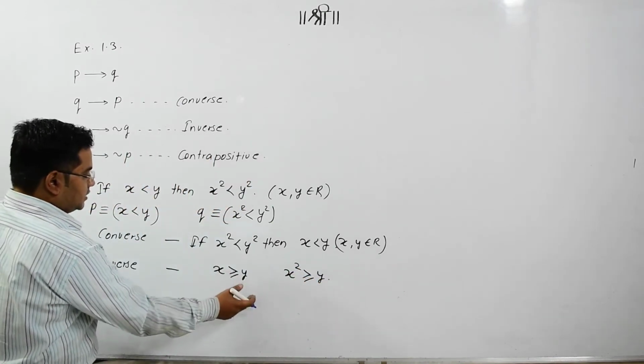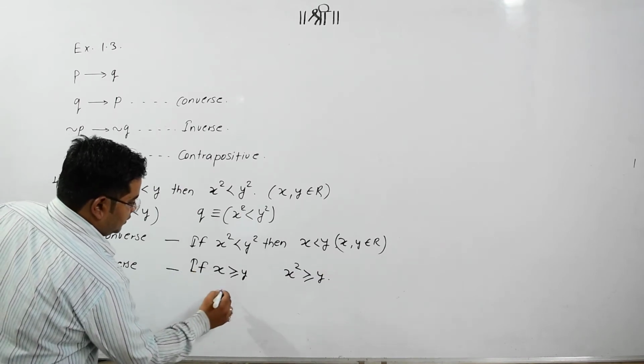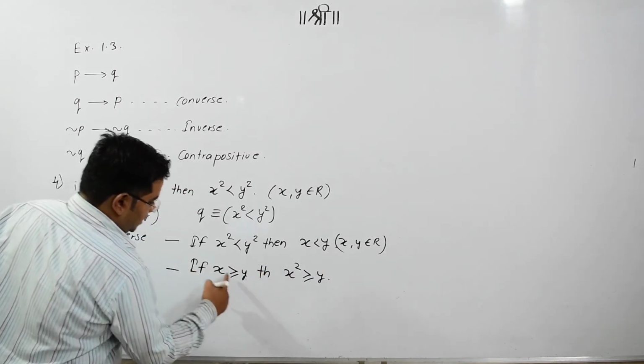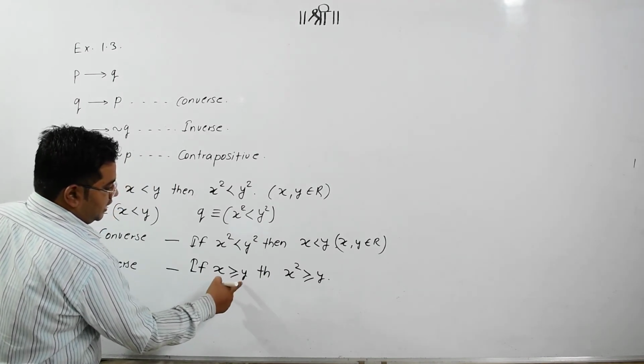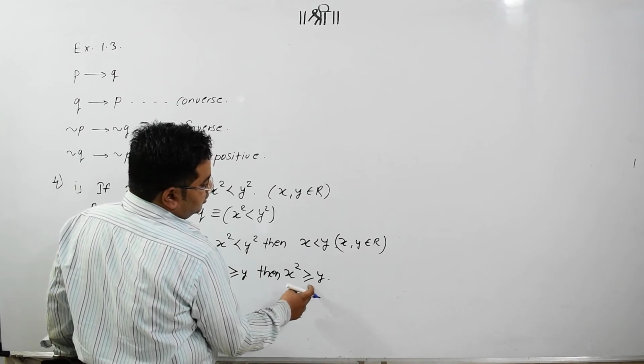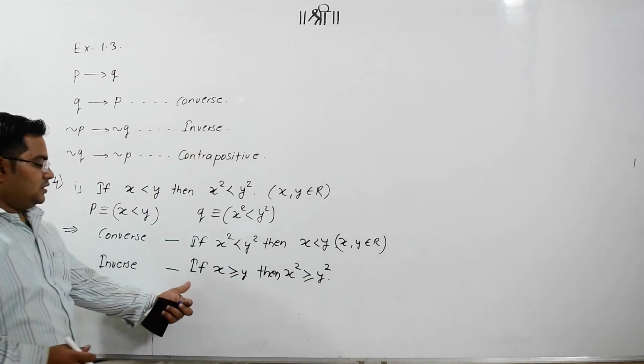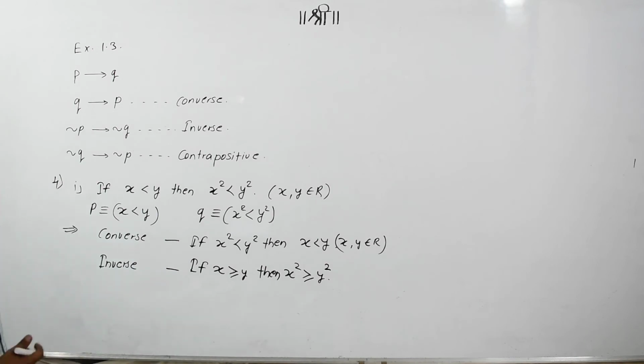So we need to connect these two statements by if then. So I would like to write: if x is greater than or equal to y, then x square is greater than or equal to y square. That's it. This is the inverse of the given statement.